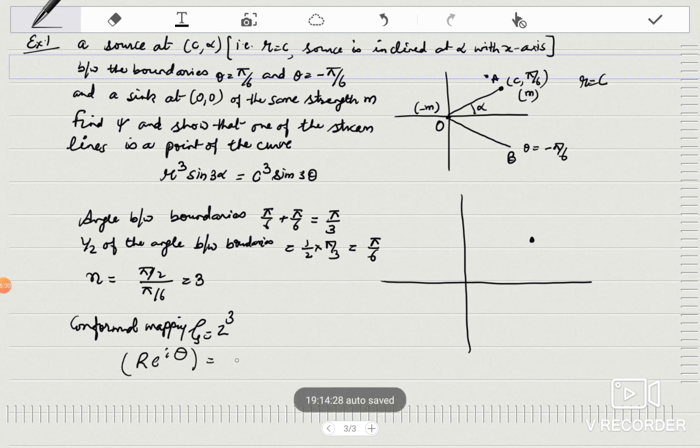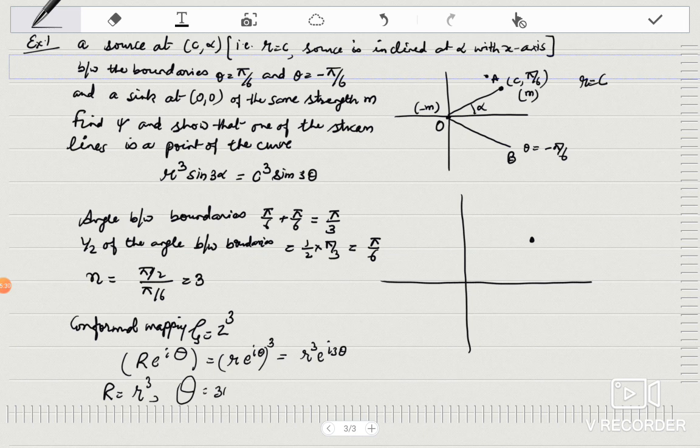Zeta is equal to R e raised to the power i theta, where theta is the small one, raised to the power 3, which is r cubed e raised to the power i 3 theta. So comparing the two sides, capital R is r cubed. Here r is the old location and capital R is the new location, and the new angle is equal to 3 theta. These two points are very important.